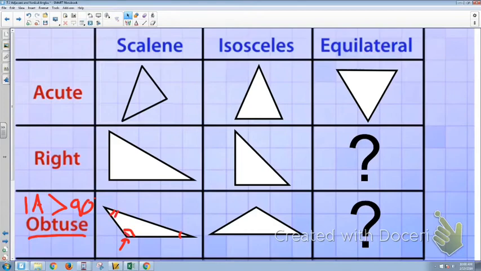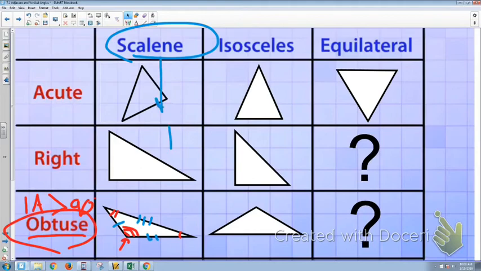Okay? And so you've got an obtuse scalene, which is literally just a triangle with an angle larger than 90 degrees, and its side lengths are all different. We talked about the scalene acutes and the scalene right, so that's now just an obtuse scalene. Okay, let's move on to the next one.